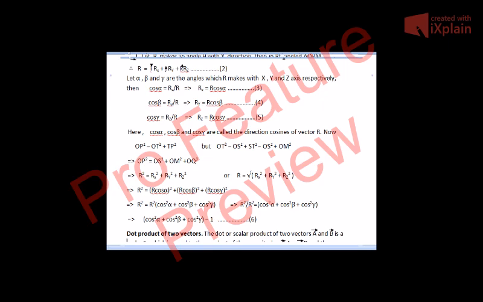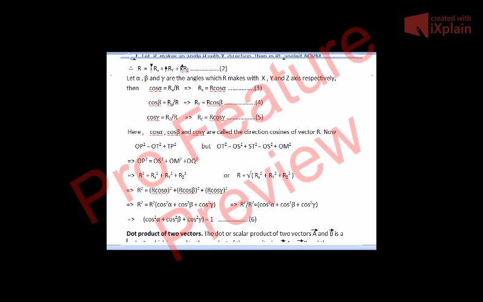Let alpha, beta, and gamma be the angles which R makes with the x axis, y axis and z axis respectively. Then cos alpha will be equal to Rx by R, which implies Rx will be equal to R cos alpha. Similarly, cos beta will be equal to Ry by R, which implies Ry will be equal to R cos beta, and cos gamma will be equal to Rz by R, which implies Rz will be equal to R cos gamma. Here cos alpha, cos beta, and cos gamma are called the direction cosines of vector R.